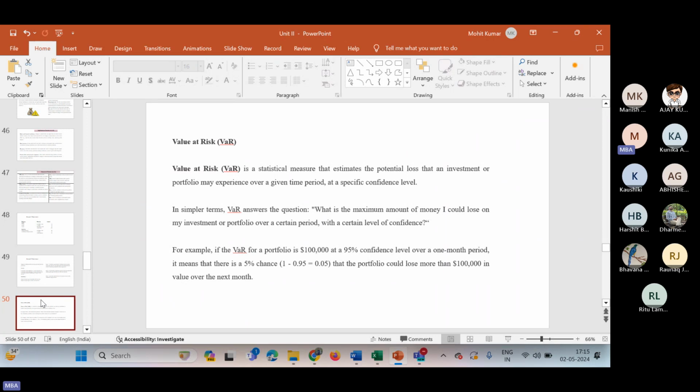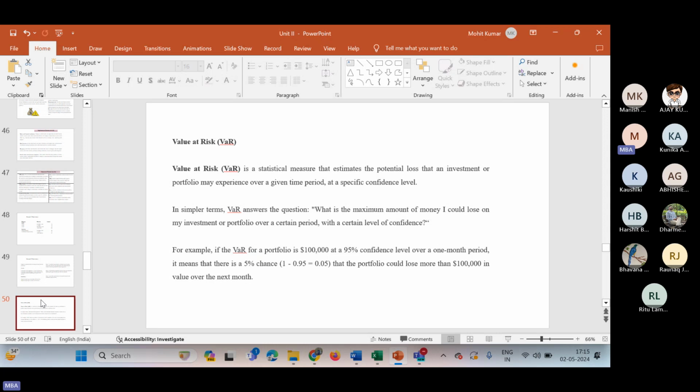These methodology and terms you need to know. They are very basic in finance, but most important for companies and the banking sectors. So value at risk, what does it actually mean? If you read the definition here, it's a statistical measure that estimates the potential loss that an investor or portfolio may experience over a given time period at a specific confidence level. If you did not get it, just read the second thing, which I made a little bit simpler.